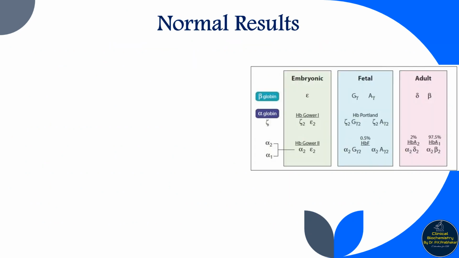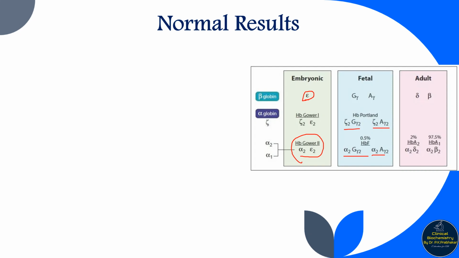Here, normally hemoglobins have two alpha chains and two beta chains commonly. In the embryonic case, the beta chain is the epsilon form, and the alpha chain is the zeta form, so we have zeta 2 epsilon 2. In the case of fetal, we have two different forms. This is one form, this is the other form. This is the composition of polypeptide chains in the fetal case.